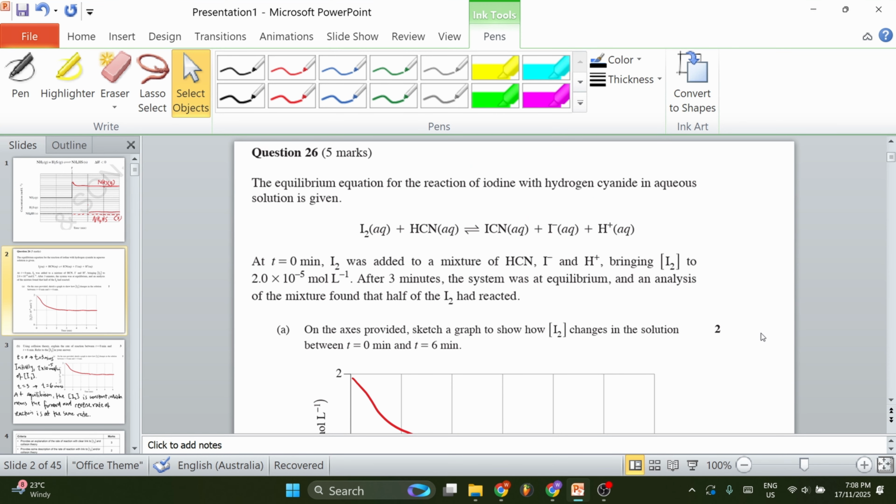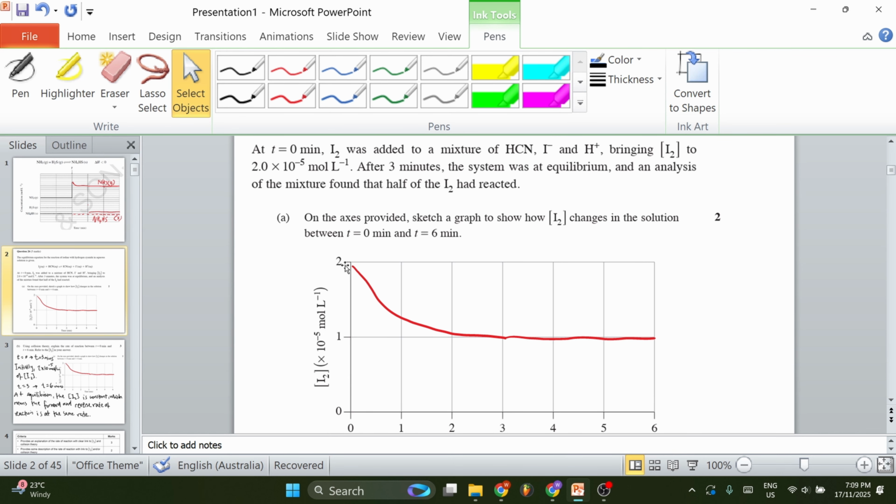Q26, 5 marks. The equilibrium equation for the reaction of iodine with hydrogen cyanide in aqueous solution is given. At t equals 0 minutes, I2 was added to a mixture of HCN, I- and H+, bringing I2 to 2.0 times 10 to the negative 5 moles per liter. After 3 minutes, the system was at equilibrium, and analysis of the mixture found that half of the I2 had reacted. On the axis provided, sketch a graph to show how I2 changes in the solution between t equals 0 minutes and t equals 6 minutes.